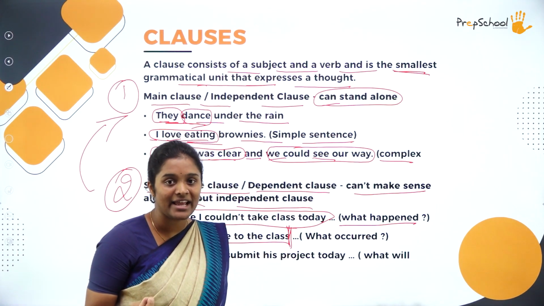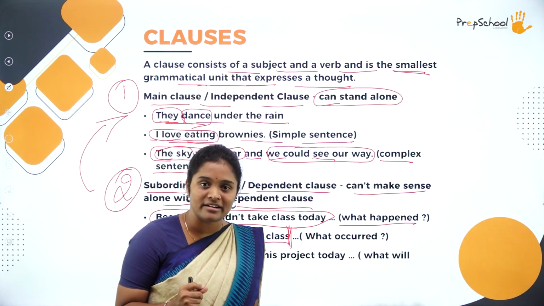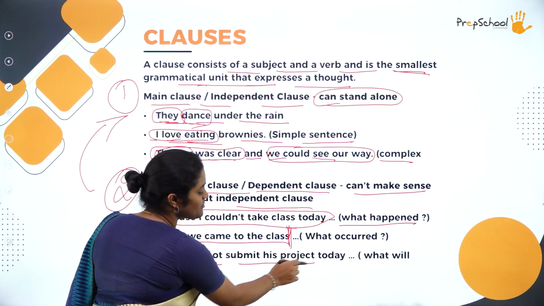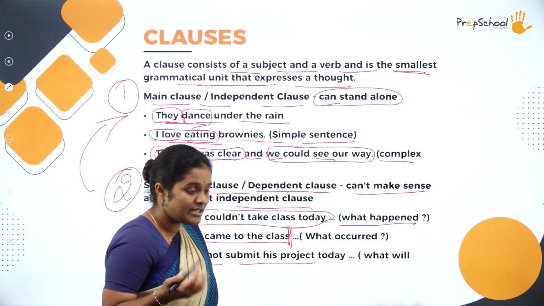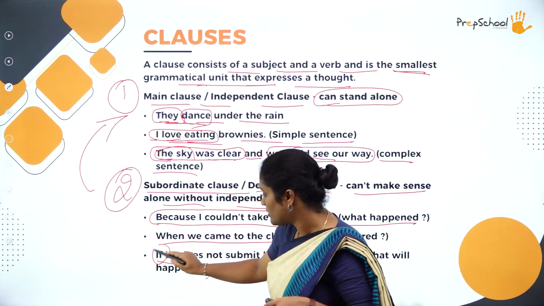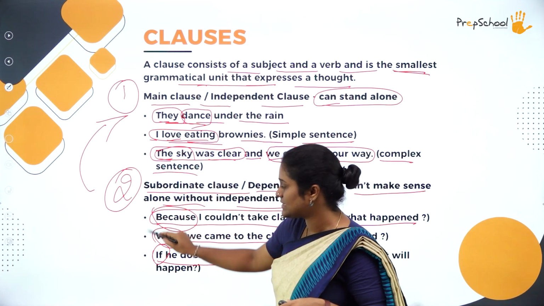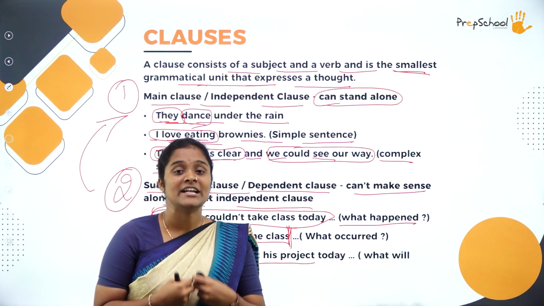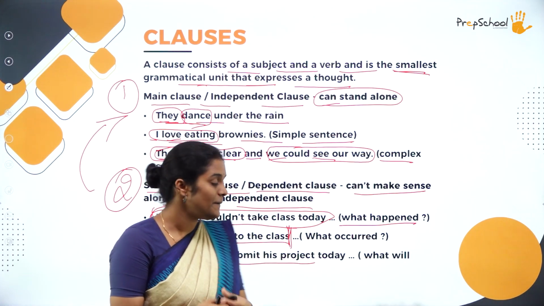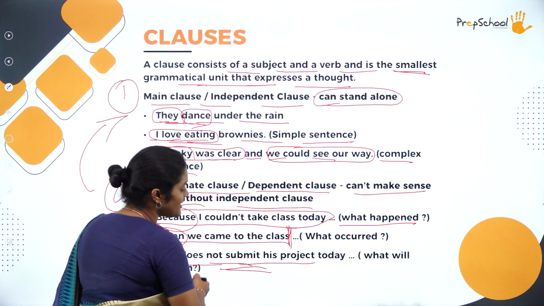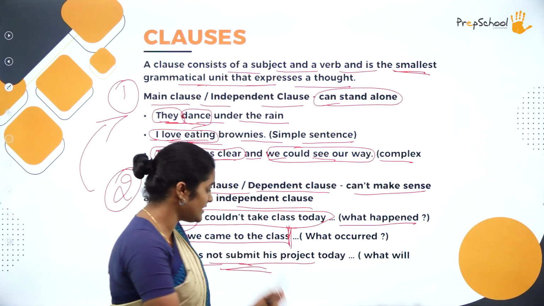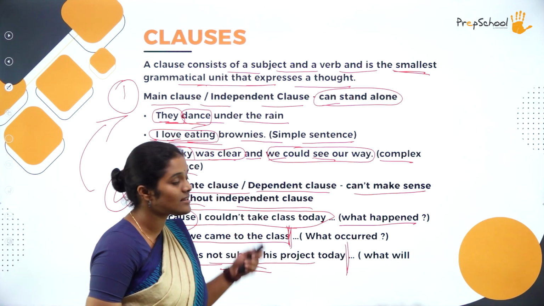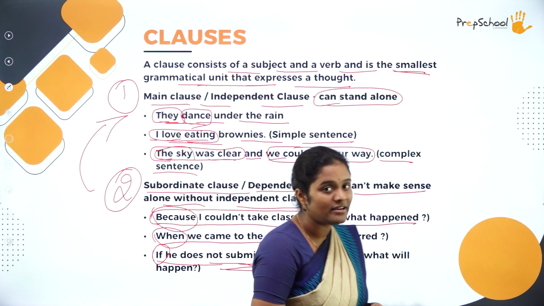They are incomplete. Hence, they are dependent on independent clauses. Now, after that, if he does not submit his project today, there is this word that has been used. If, when, because, all of these tell you that it is an example of a dependent clause. Okay? Now, because if he does not submit the project today, what is going to happen? It's incomplete. Hence, it is dependent on independent clauses. I hope this is clear. Dependent clause and independent clause.